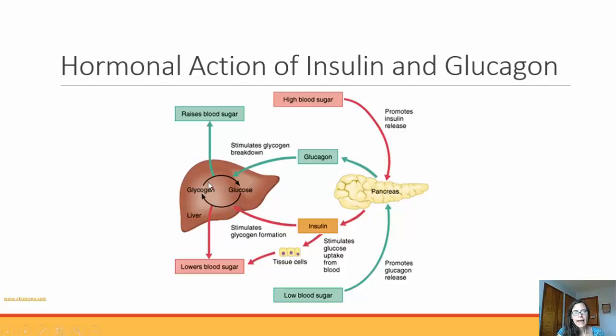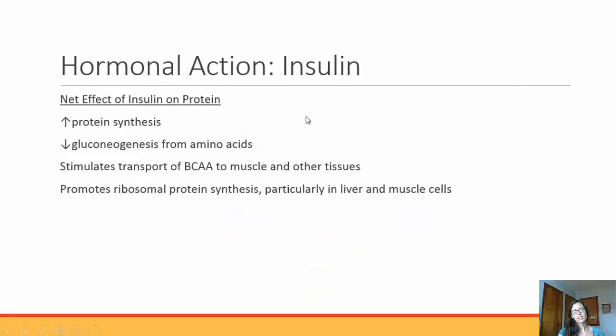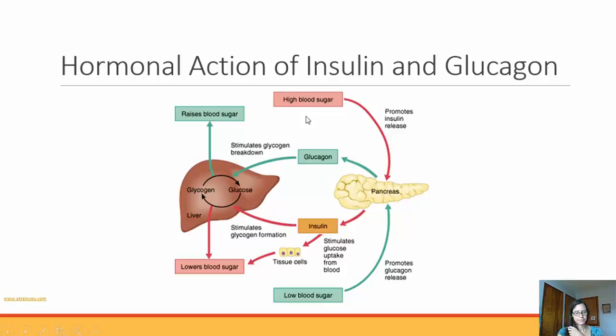So we see the actions of insulin and glucagon. I'm just going to go through it really quick. High blood sugar, we would promote insulin release. We would stimulate glucose uptake from the blood into the tissue. That would in turn lower blood glucose. If we had low blood sugar, it would promote glucagon. That would stimulate glycogen breakdown and raise blood glucose. So this is all a very simplified graphic, but hopefully it will help.